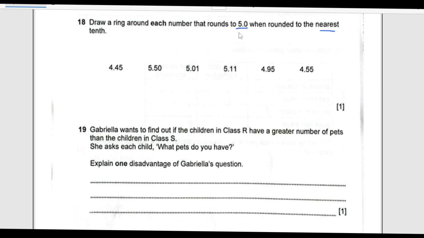Okay. Now next is draw a ring around each number that rounds to 5 when rounded to the nearest tenth. So tenth is going to be this place here. If we round this one, it is going to become 4.5, and if we round this, it is 5.5, and this one is going to be 5.0, this is going to be 5.1, and no, yeah, so this is 5.0, this is 4.6. So we are looking for the numbers that round to 5, so it is this one and 4.95.